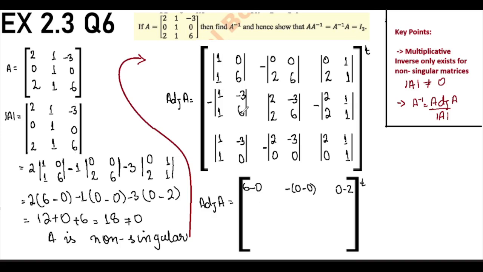Then 6 into 1 is 6 within this negative sign, and minus 3 into 1 is minus 3, so it will become plus 3. Then 2 into 6 we get 12, minus 3 into 2 is minus 6, so it will become plus 6. Then we have this negative sign over here.